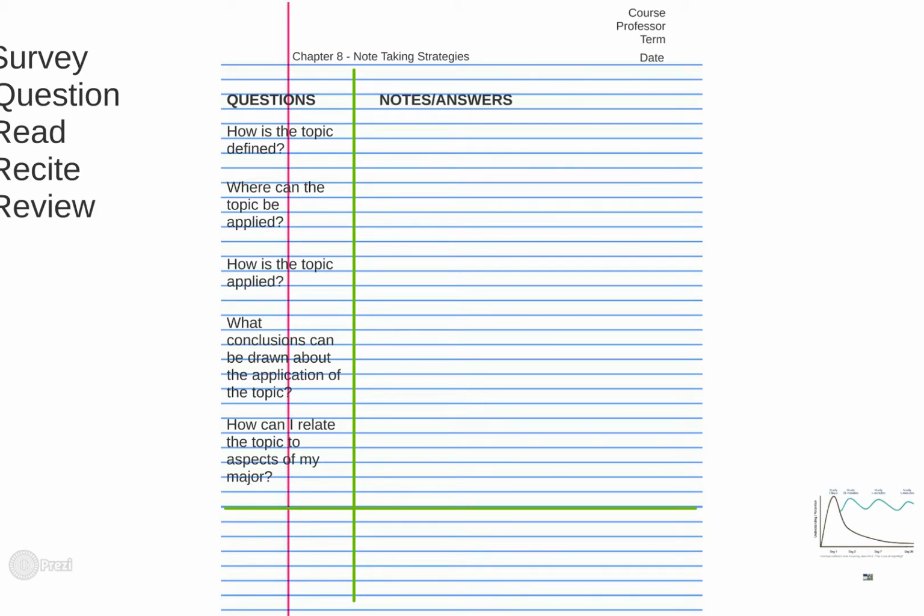Next is the note-taking. So you're going to use the R part, the reading of the SQ3R, and find the answers to the questions that you came up with. If you can't find the answers, not a problem, because you could look online or you could take these notes to lecture and fill in the blanks. You want to make sure that your notes are whole, complete, and importantly, accurate.